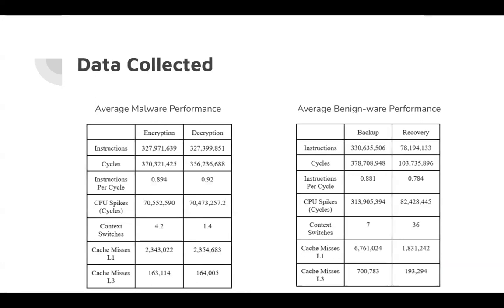This is our data collected on the software we created. We took the averages of the instruction cycle, the cycles, instructions per cycle, CPU spikes, context switches, and cache misses for level 1 and level 3.